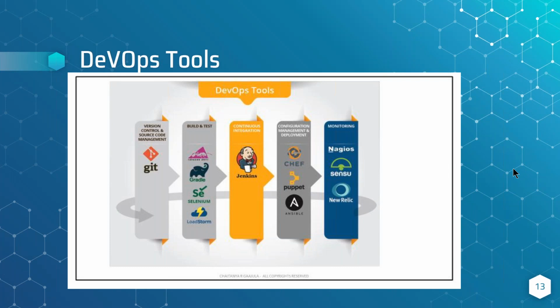DevOps has more operations tools, for example Docker, Kubernetes, and Ansible, where more concentration is given. Along with that, it also has lots of automation tools. And it talks about how people can work together more. That is the main difference between Agile and DevOps. Am I clear?